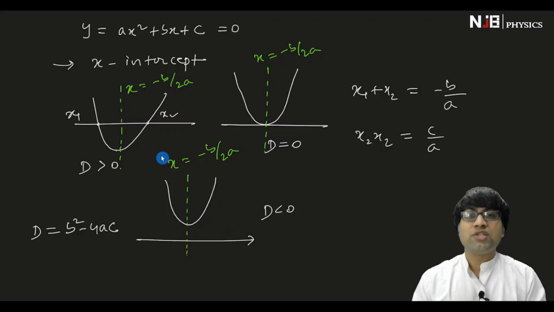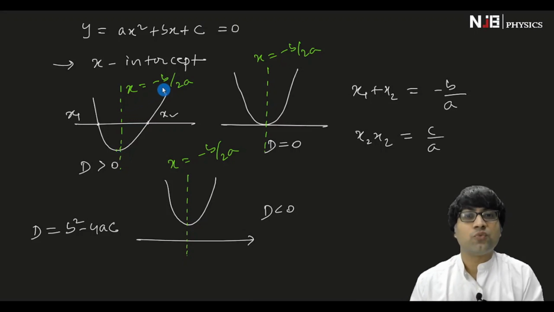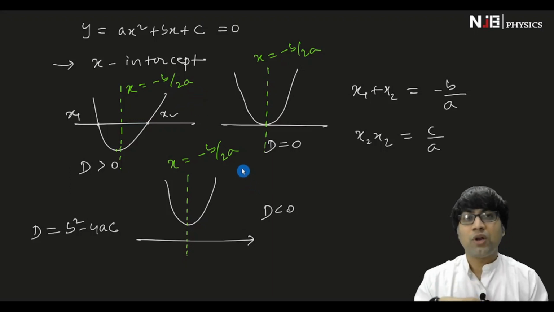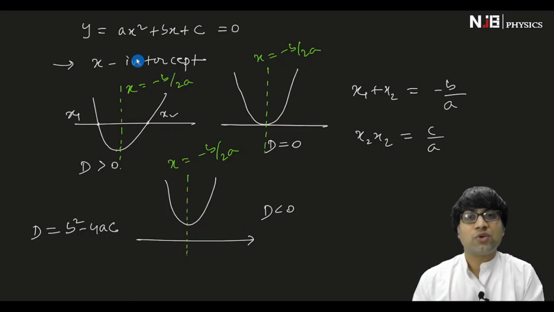And in the two situations, when the graph is concave up, you can see that there will be a minimum value of y, maximum it can go up to infinity, and where you are going to get the minimum value of y, it will be at x equal to minus b by 2a. And in case of a concave down parabola, there will be a maximum value of y, and that maximum value of y again is going to be at x equal to minus b by 2a only.